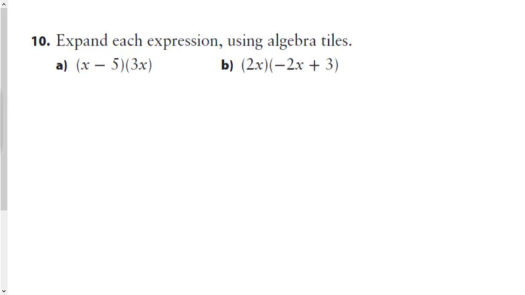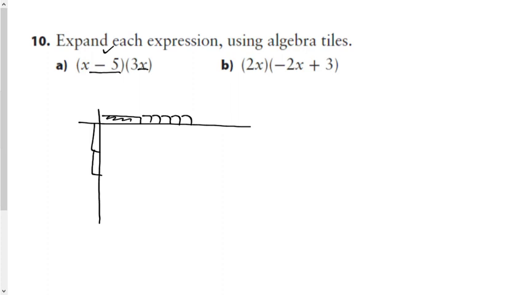Question 10 says expand the expression using algebra tiles, so we're going to use our algebra tile model. We have a binomial and a monomial. I always like to start with the monomial, but it's reversed, so I'll just go x minus 1, minus 2, minus 3, minus 4, minus 5. There's my binomial. 3x, 1x, 2x, 3x is my width.